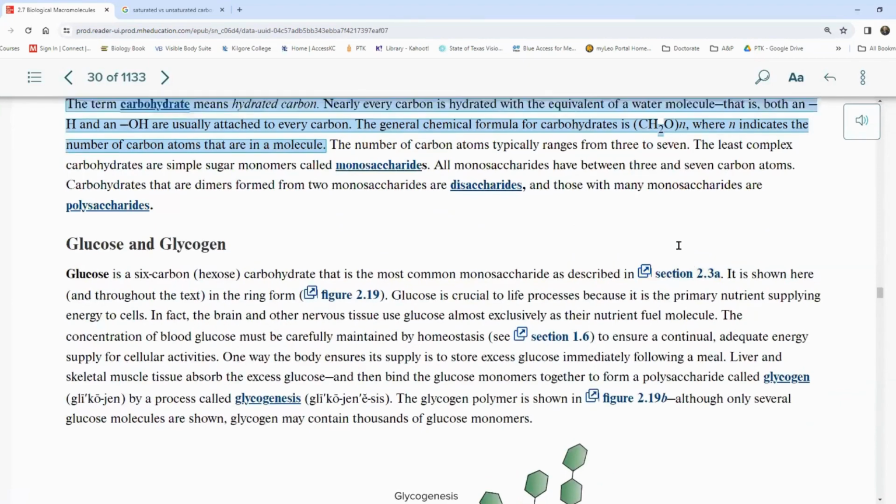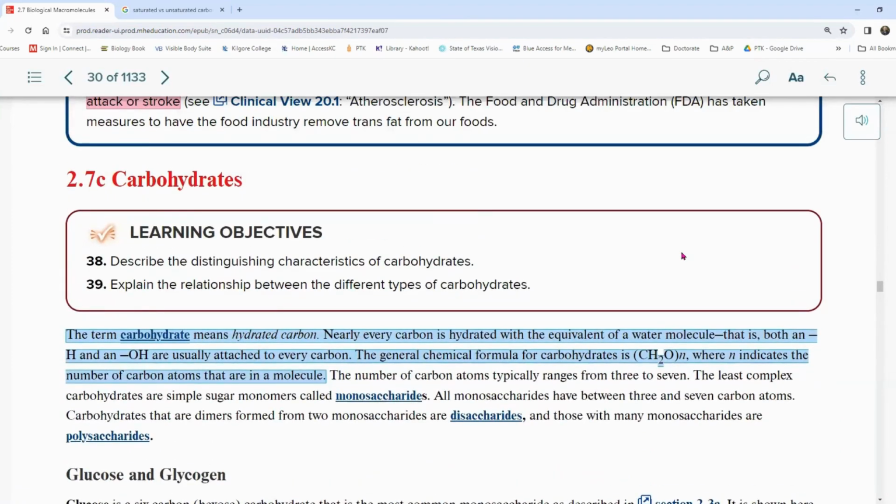When it comes to carbohydrates, we think of carbs as things like potatoes and mashed potatoes and breads. But what is a carbohydrate? Carbohydrate just means it's a hydrated carbon. Nearly every carbon that's in that ring is hydrated with the equivalent of a water molecule. That just means that there is an H and a hydroxyl group attached to those carbons.